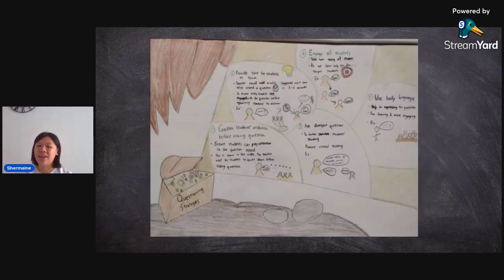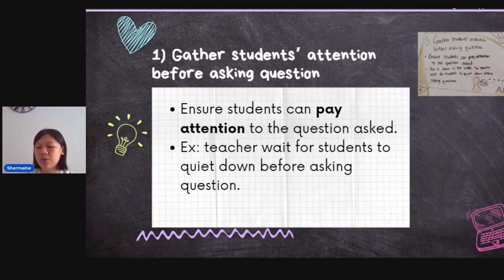So this is the lesson I analyzed, and this is the schedule I came up with. So now let's go into it. Why is the teacher talk used in the video effective? First, the teacher gathers student attention before asking a question. This ensures that students can pay attention to the question asked.